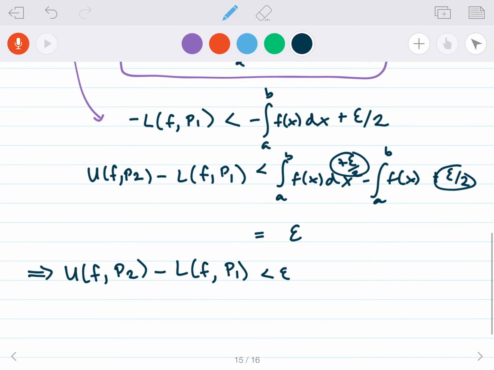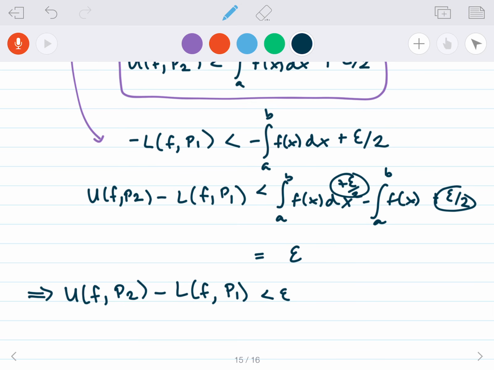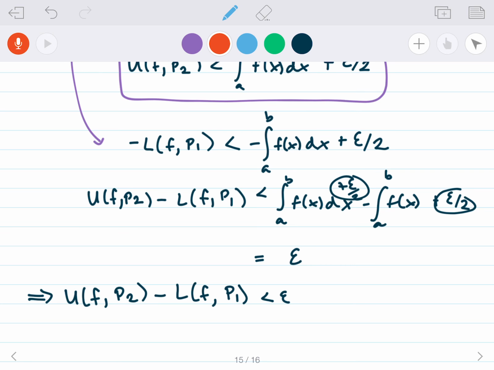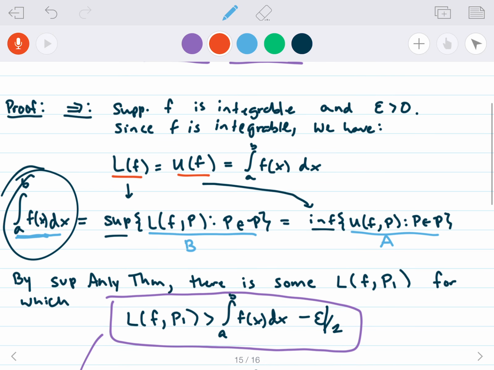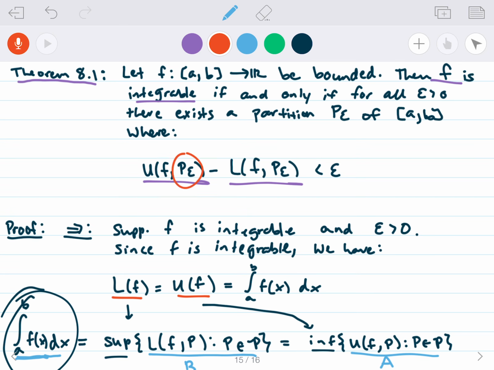Okay, but in our theorem, we're almost there, right? But the issue is that we may have two different partitions here. But in our theorem, we only want one particular partition that's less than epsilon.